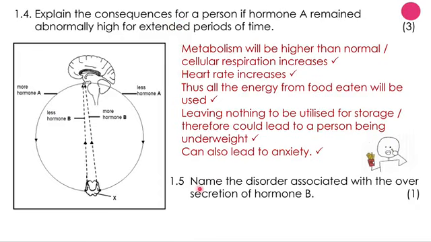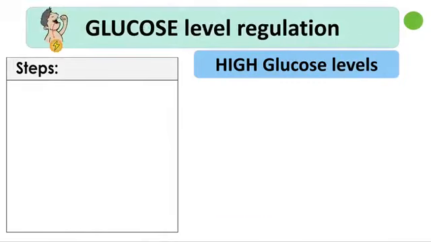And then name the disorder when you have a lot of hormone B. So a large amount of thyroxine could lead to a condition known as hyperthyroidism. All right, so now we are moving on to the negative feedback of glucose.